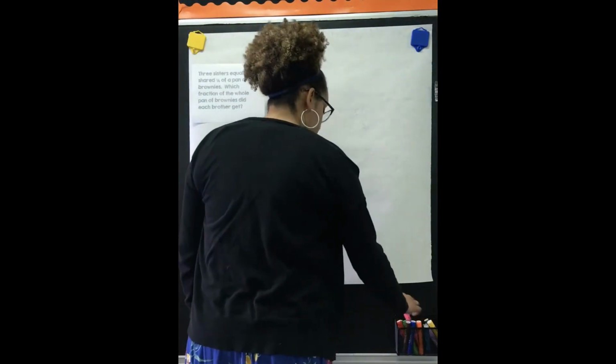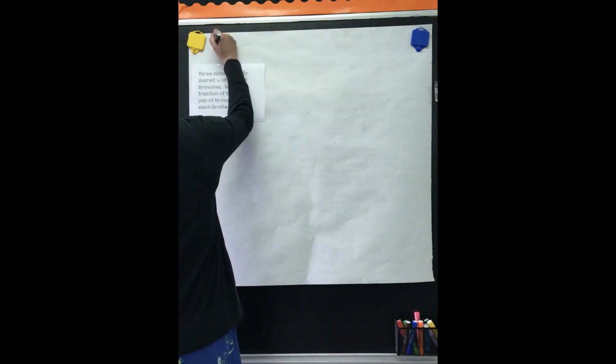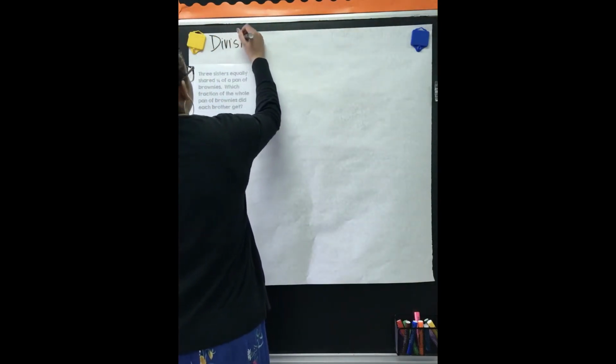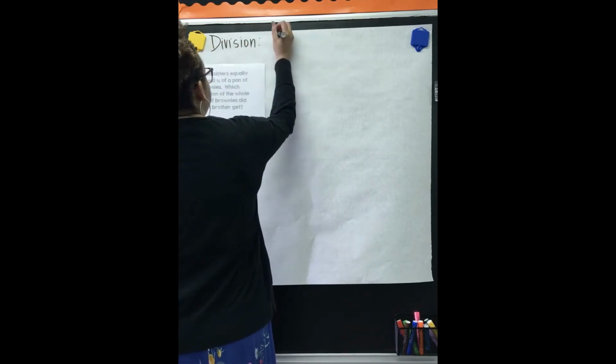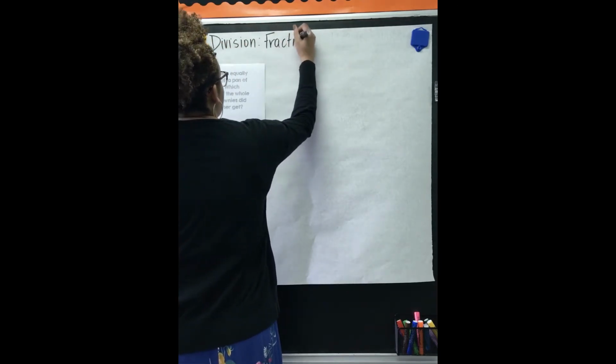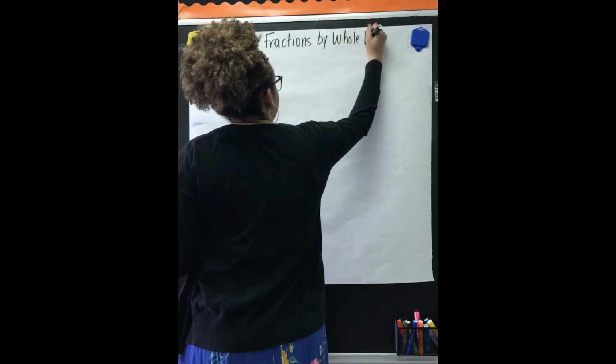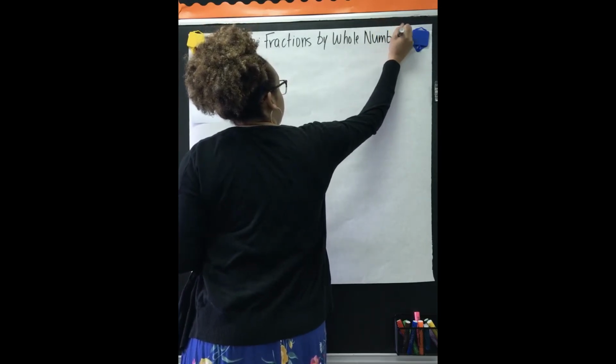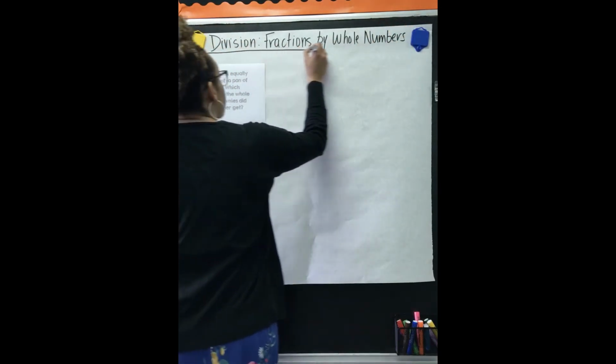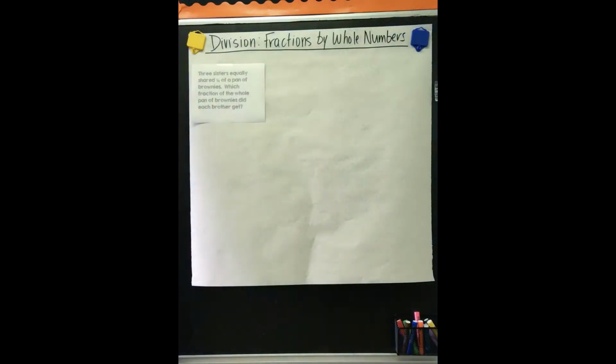So we are going to talk about division of fractions by whole numbers. So our story problem for this one is 3 sisters equally shared 1/4 of a pan of brownies. Which fraction of the whole pan of brownies did each sister get?